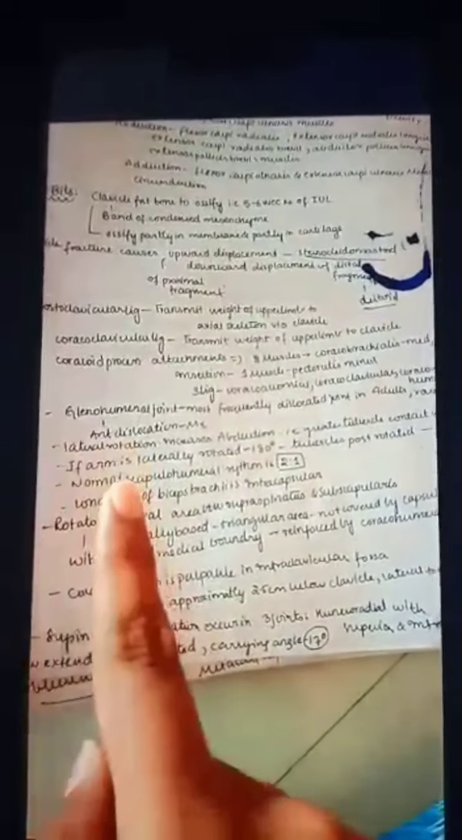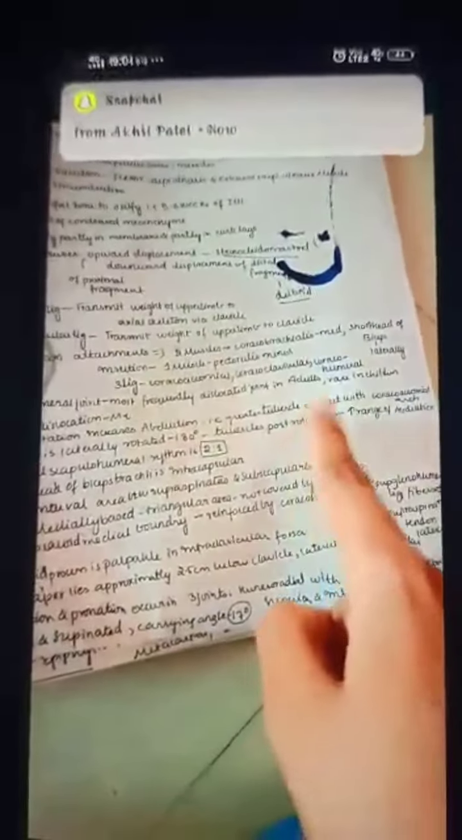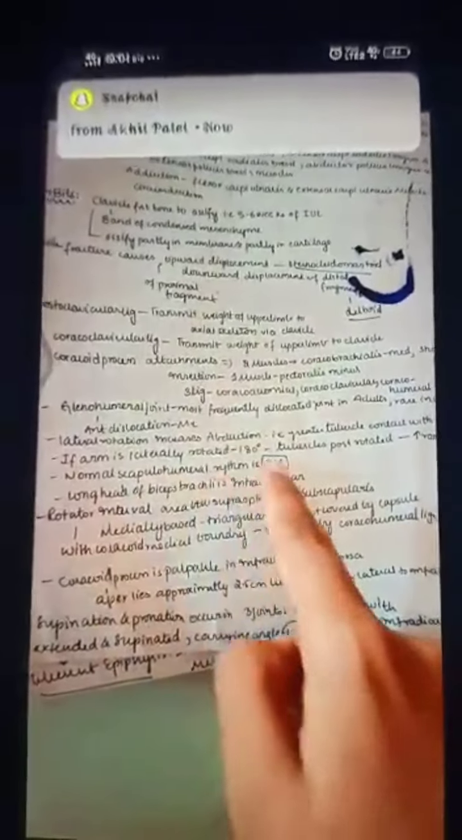So lateral rotation increases abduction, of course, moving laterally away. So that is the greater tubercle contact with the coracoacromial arch. The arm is laterally rotated 180 degrees. The tubercles are post-rotated, which increases the range of abduction. And the normal scapulohumeral rhythm, this is important, is 2:1 in ratio. And the long head of the biceps brachii is intracapsular, which is important.